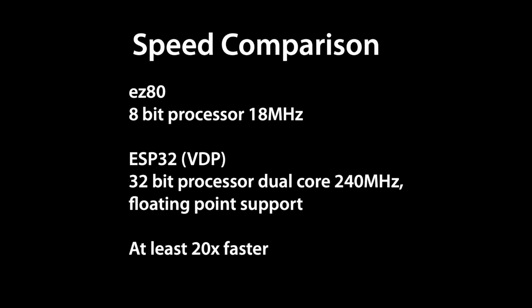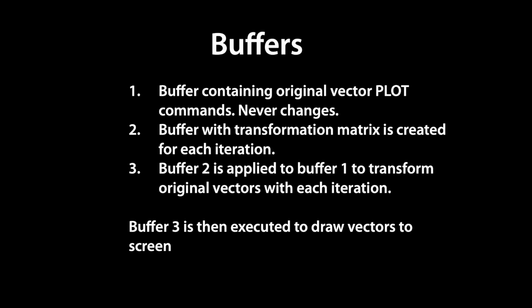If we think about the processors involved, the VDP side run with the ESP chip is significantly faster than the EZ80. So any commands put onto the ESP will run much faster. In this example, we're going to use 3 buffers. One containing the original vector data, one containing information about the transformation, and a third where we'll put the vector data which would actually be plotted to the screen.